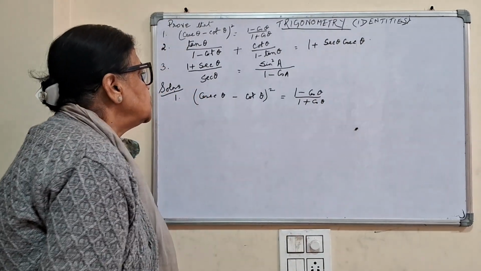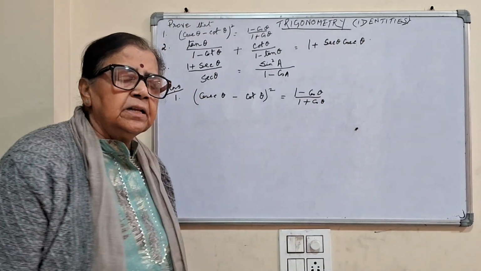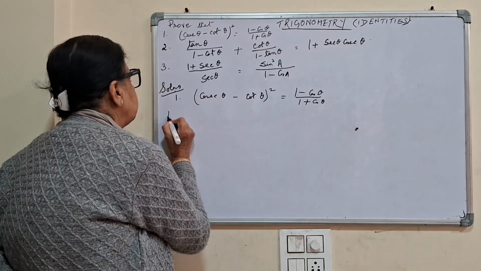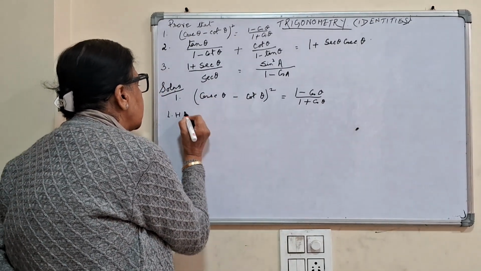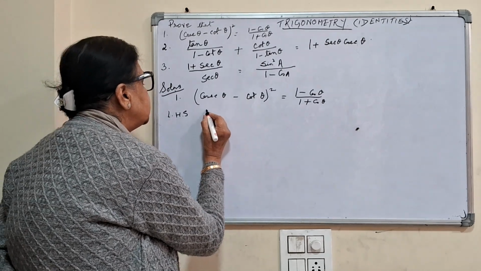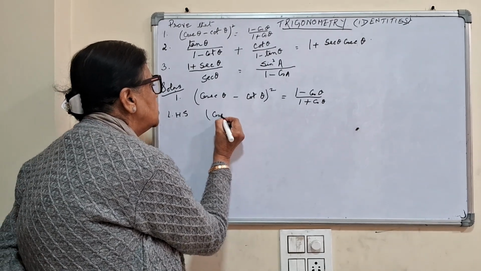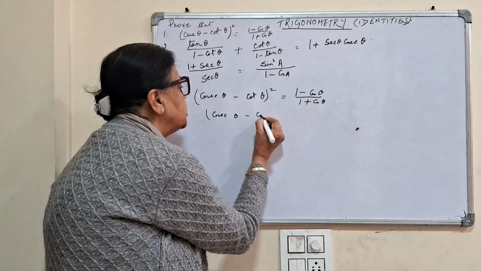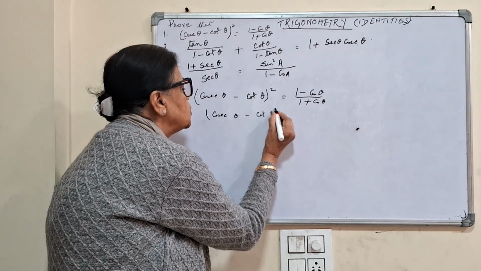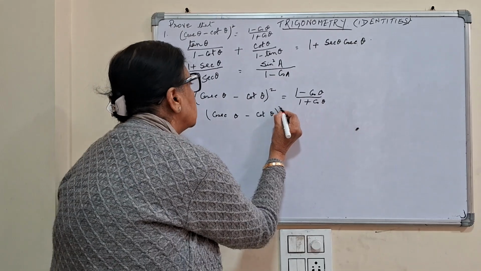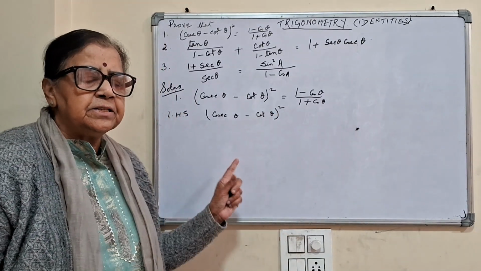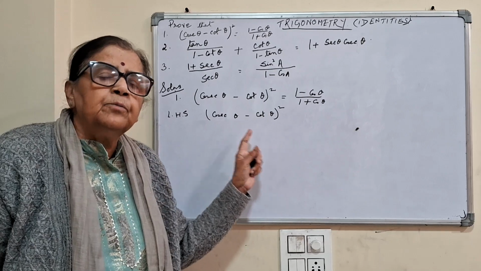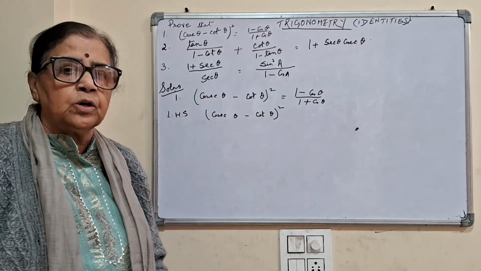So I'll start with LHS. LHS has got (cosec theta minus cot theta) whole square. This is your LHS. They are of different types, so we will change into sine and cos.